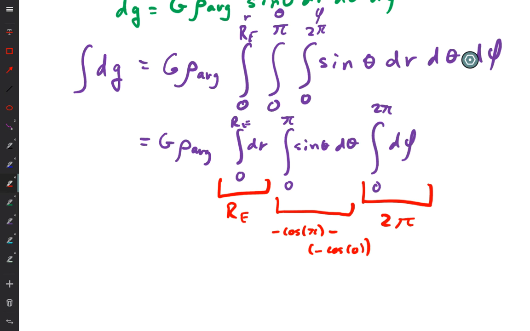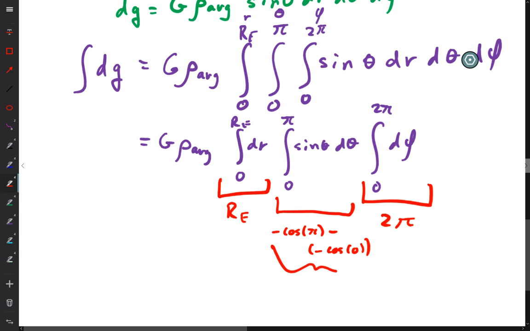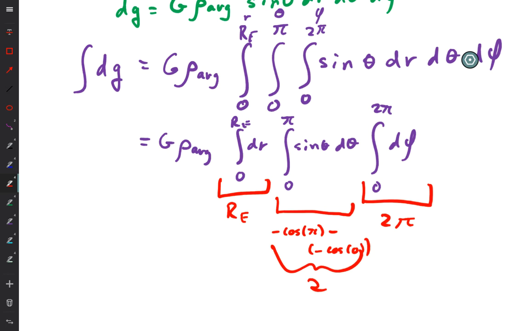Well, what is cosine of pi? Minus 1. And what is cosine of 0? 1. So I have minus a minus 1, minus a 1, which turns out to be 1 plus 1. Right? In physics, we can make the easiest math problems sound hard. 1 plus 1 turns out to be 2. So we have radius of the Earth times 4 pi is what we got from that.